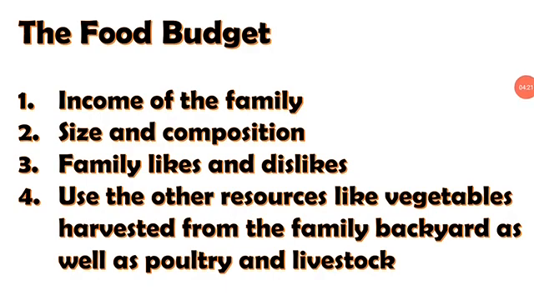The third one is family likes and dislikes. You should also consider your family's likes and dislikes. If you know what family members like to eat and what they don't like to eat, preparing what they like assures the homemaker that the food will be consumed.